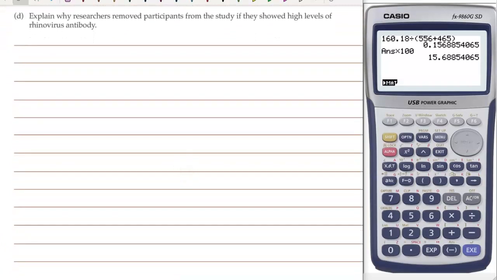Okay, why did researchers remove participants from the study if they showed high levels of the rhinovirus antibody? So this would show that they already have some pre-existing levels of that antibody that protects against the common cold. So it wouldn't be a good measurement to have in there. It introduces some bias that they're less likely to pick up the cold anyway, and we're not really going to see the results of the treatment that we're trying to apply of how much sleep they're getting.